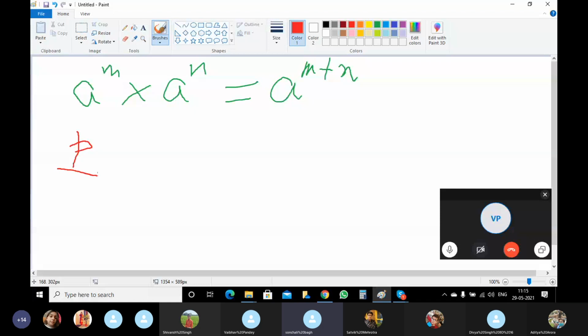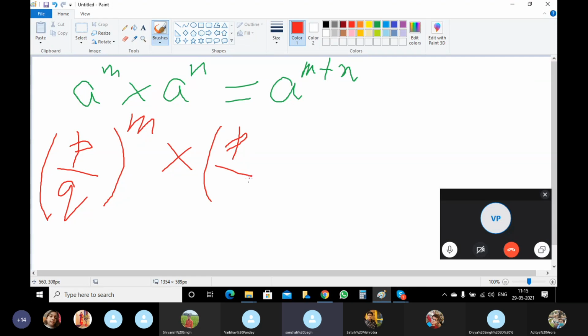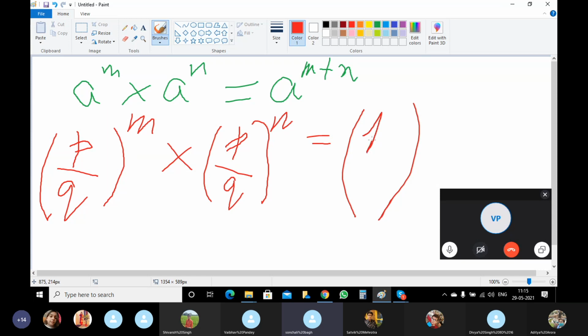(p upon q) whole to the power m, right? Then multiplied by (p upon q) whole to the power n is equal to (p upon q) to the power m plus n. Am I right or wrong? Right, ma'am. Understood?